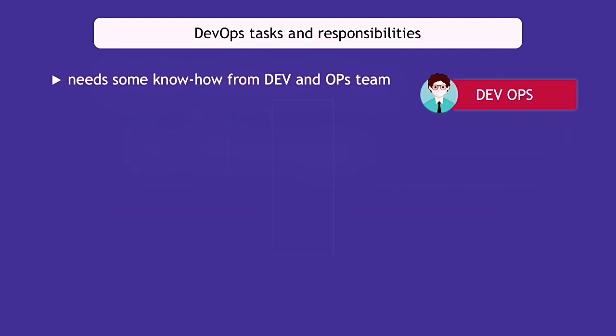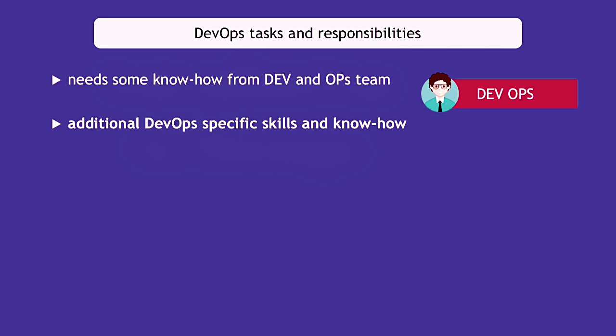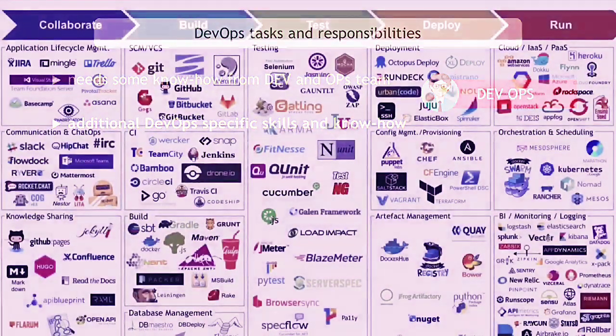However, and that is the reason why DevOps actually became its own thing, in addition to this subset of skills on both sides, DevOps has evolved to have its own specific unique skills and technical know-how on top of all that. And that skill set and know-how encompasses the DevOps tools that we know today.